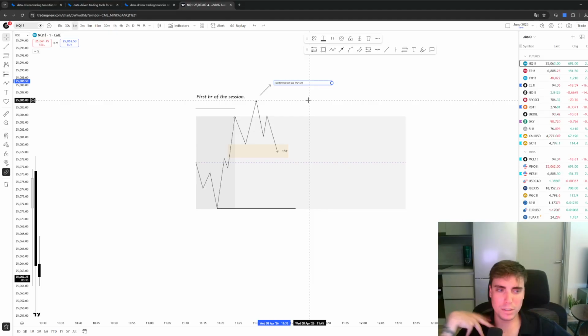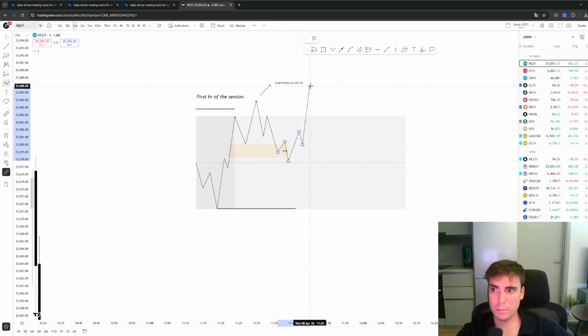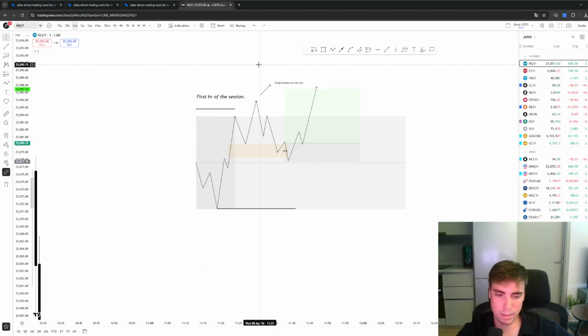What we want to look for is a continuation into the same direction of the initial balance, because the probabilities are against us if we're looking for a short into the other side of the initial balance, because that's most likely not going to happen. So here I would look for something on the lower time frame for me to actually get into a continuation from the initial balance like this.